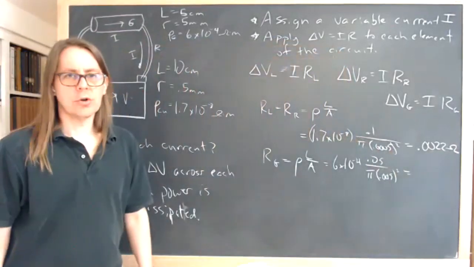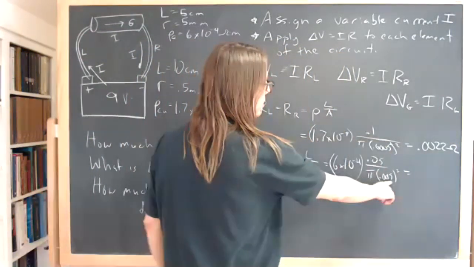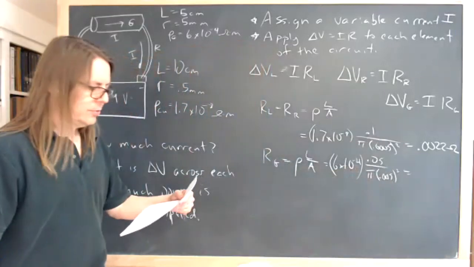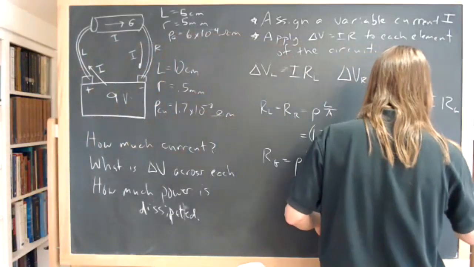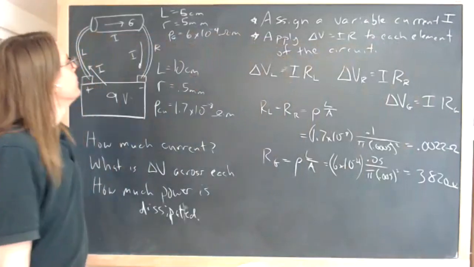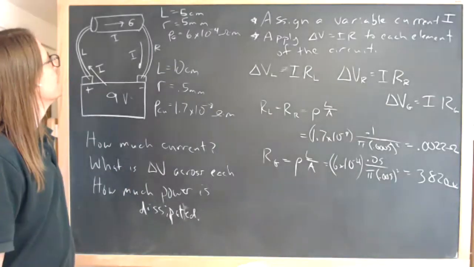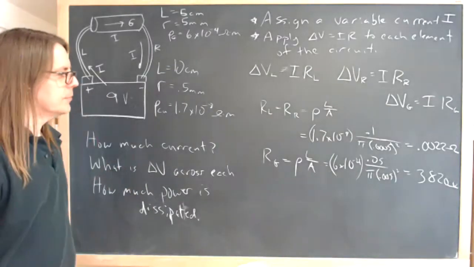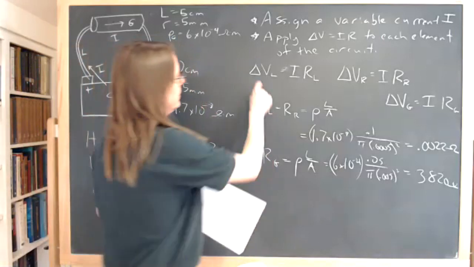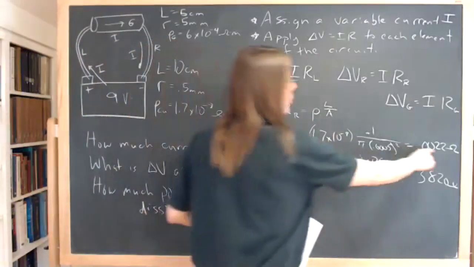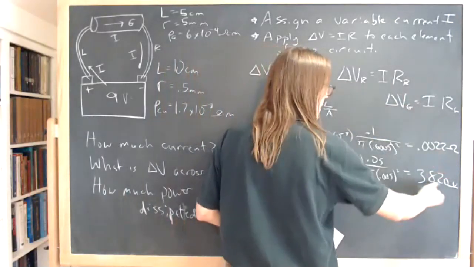Here you're going to get a much larger resistance. You have a much higher resistivity, and well, you have this a little bit smaller, but the resistivity is what makes the big difference, and you get 3820 ohms. Mainly driven by the much larger resistivity of the graphite rod. Okay, so now we could write delta V_L equals I times 0.0022. Delta V_R equals I times 0.0022. Delta V_G equals I times 3820.